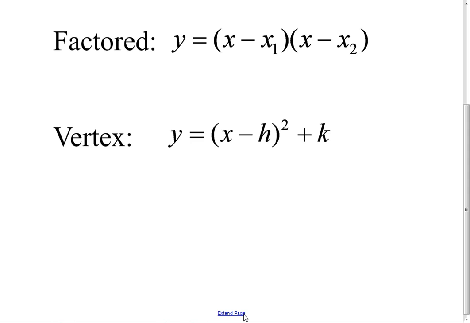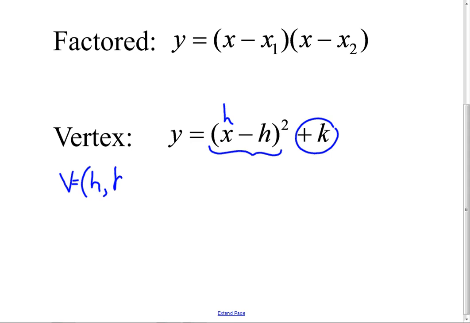Now, where's the vertex here? What you want to do is make this value 0. What x value would make that 0? Now, 0 minus h is still not 0. What if you just put in h? What's h take away h? Nothing. So you want h. You look at the number that would make that 0. So if it's x minus 4, it would be 4. And then you just take the k value.